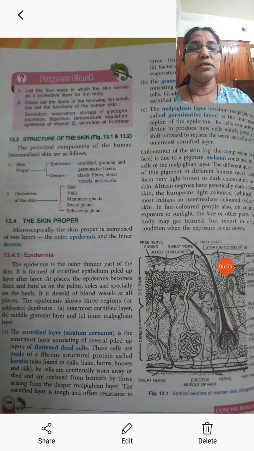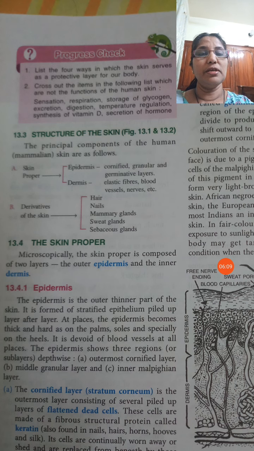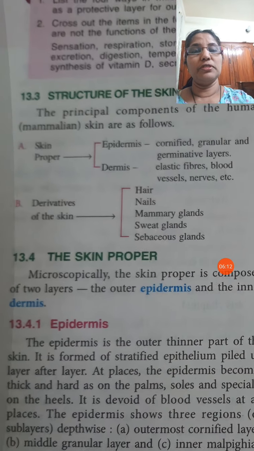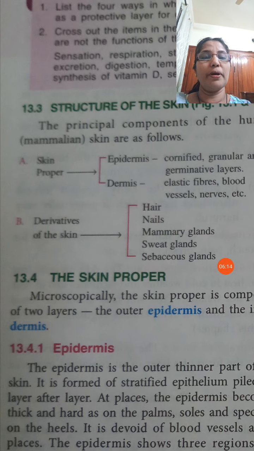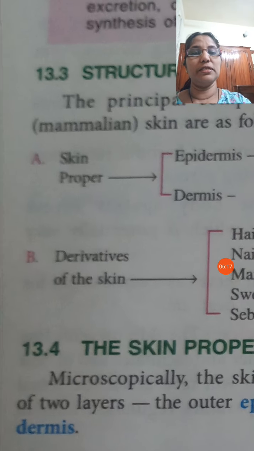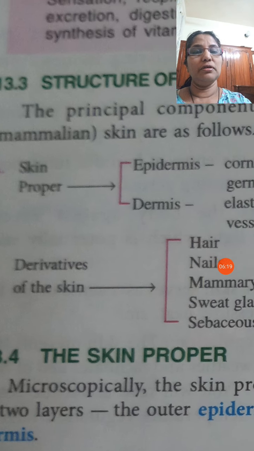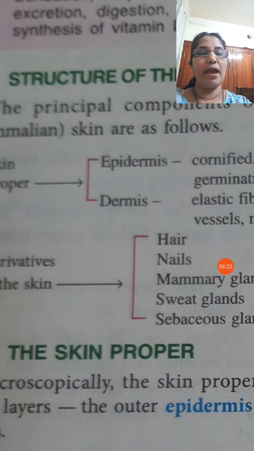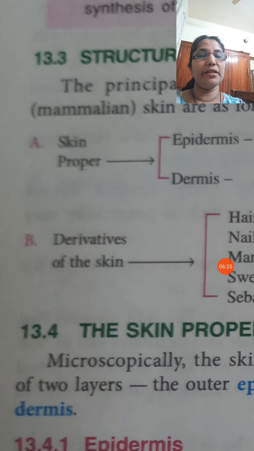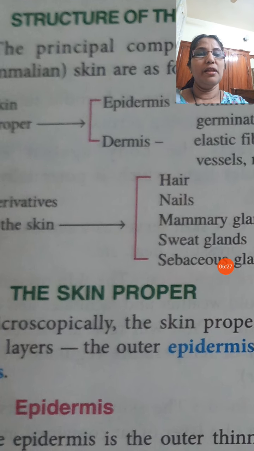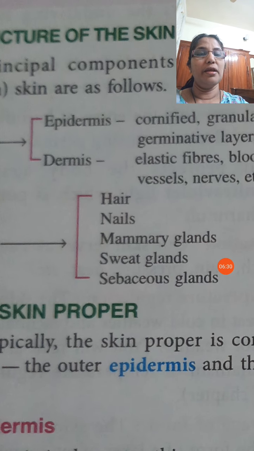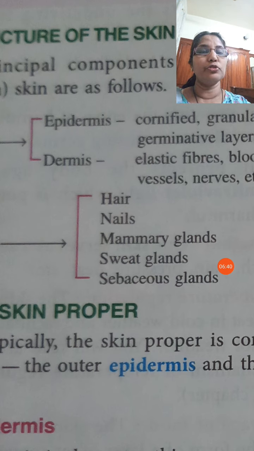Then let us learn the structure of the skin. First you can see skin proper and derivative of the skin. Skin proper means the usual skin on our face, hand, etc. Then derivative of the skin means skin is changed into hair, nails, mammary gland, sweat gland, sebaceous gland. Hair is also an outgrowth that is produced by the skin to protect our head.